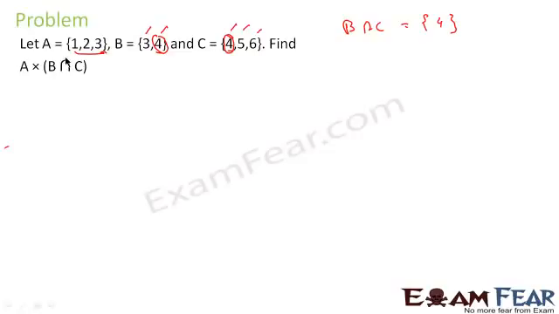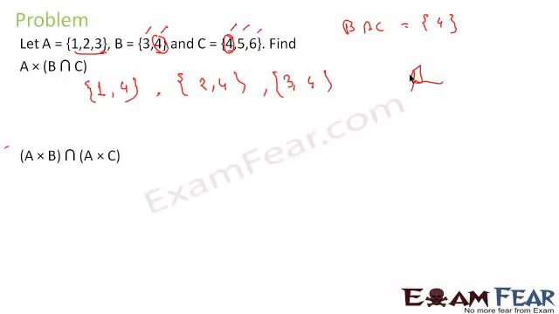Now in set A we have 1, 2, 3. So when I say A cross B intersection C, I mean first element of A, that is 1, comma, first element of B intersection C, that is 4. Now the second element of A, that is 2, comma 4. Now the third element of A, that is 3 comma 4. So this is my answer for A cross B intersection C.